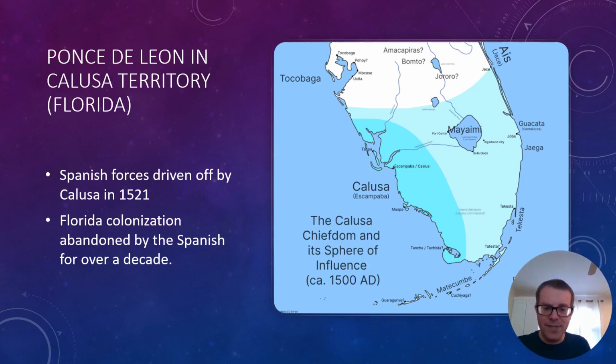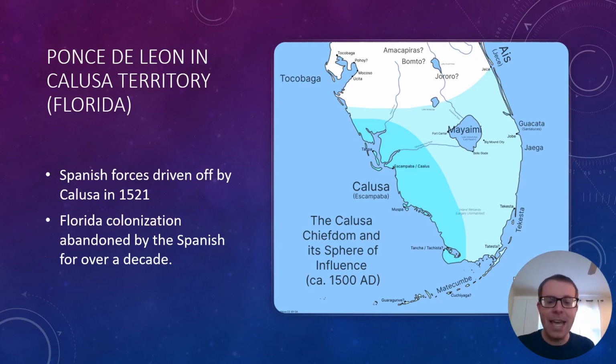Well, when he arrives in Calusa territory, the Calusa people there immediately recognize the threat and attack Ponce de Leon and effectively drive him off. They defeat this force of 200 men. And Ponce de Leon himself is hit by a poison dart and is actually killed by the Calusa shortly thereafter. He succumbs to his injuries and wounds in Cuba. And this leads the Spanish to abandon Florida colonization for over a decade.